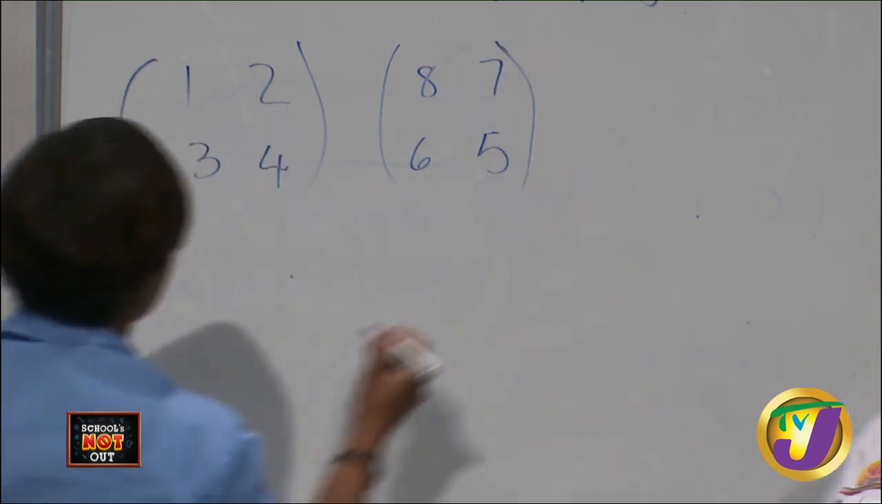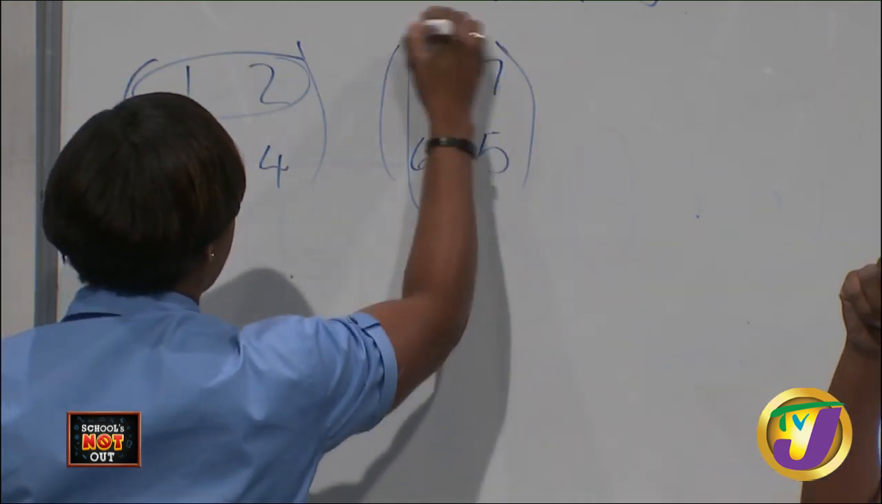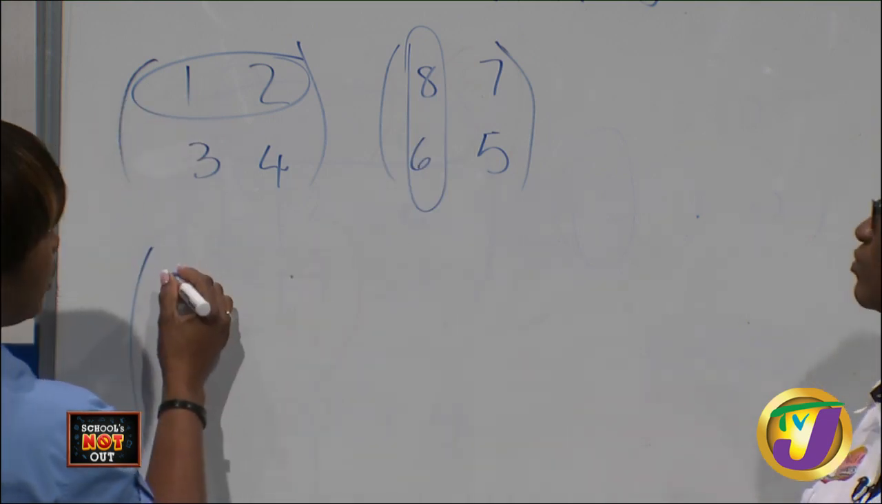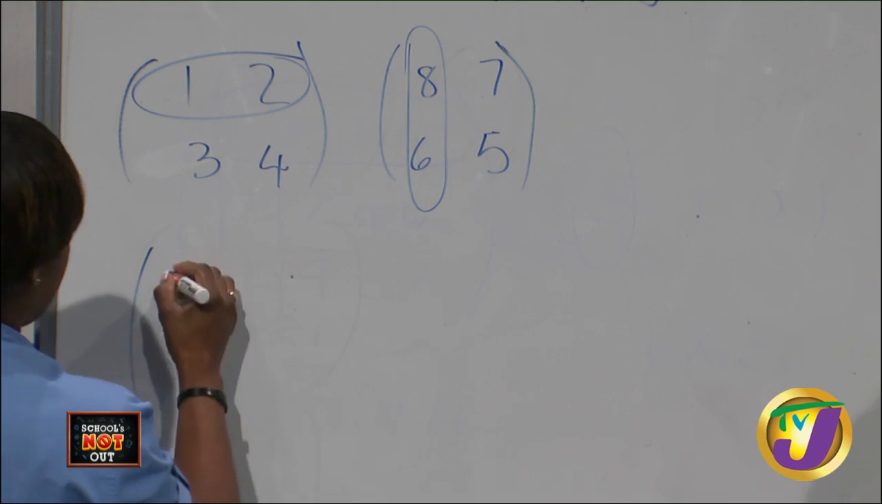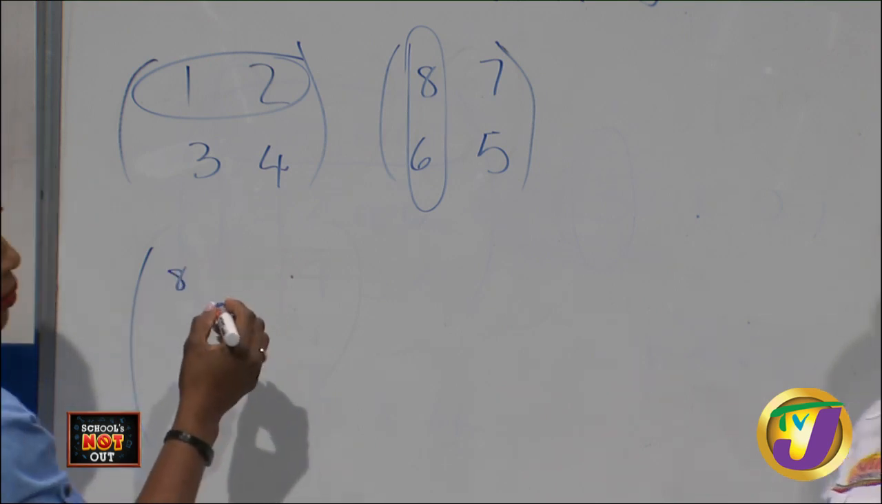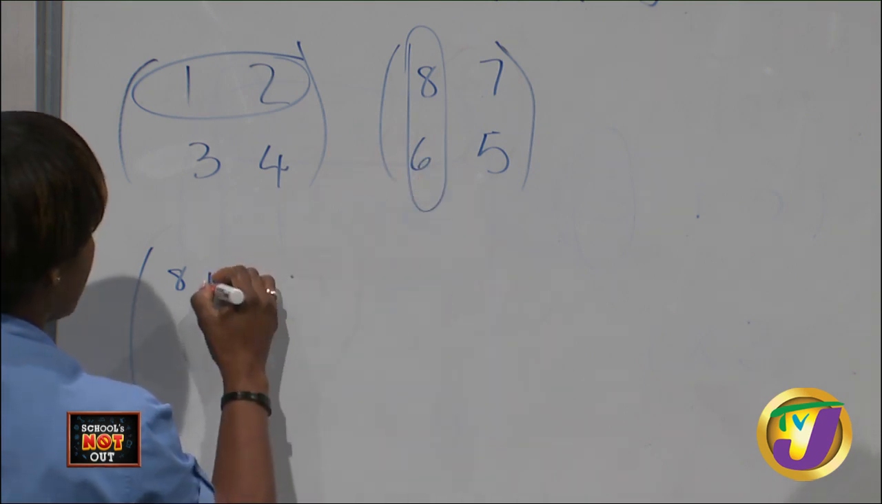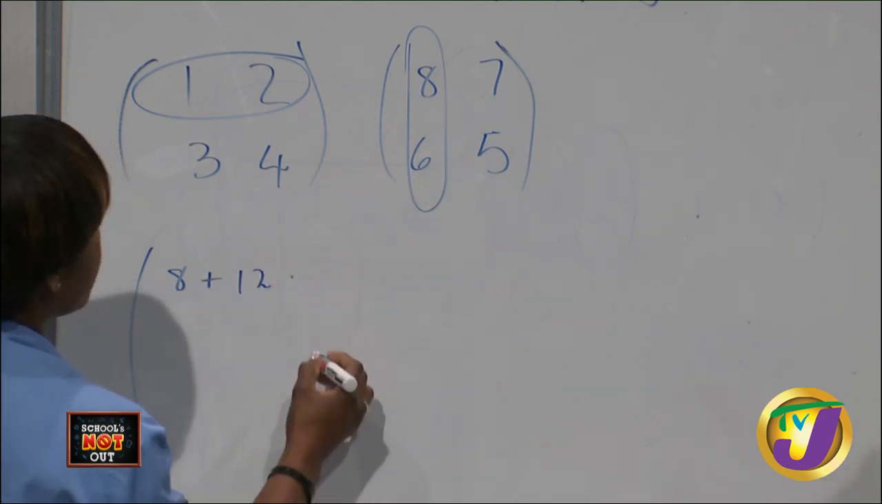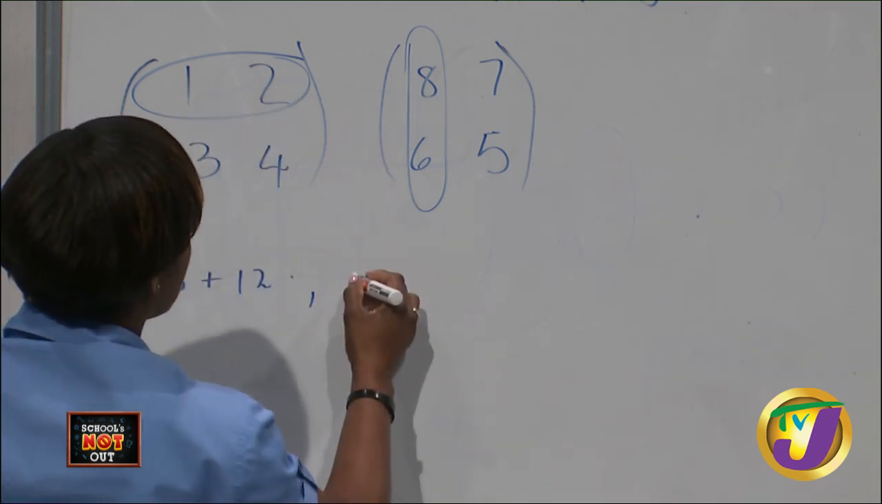And it's row by column. So our first multiplication, 1 times 8, gives us 8. And then 2 multiplied by 6 gives us 12.